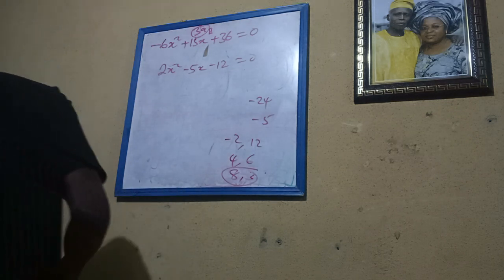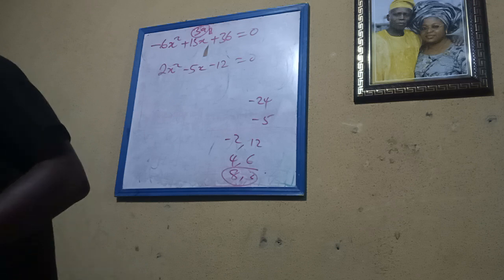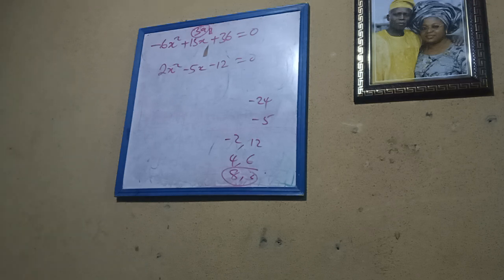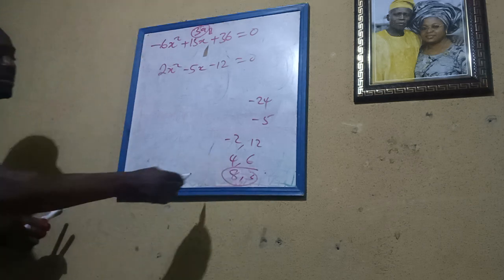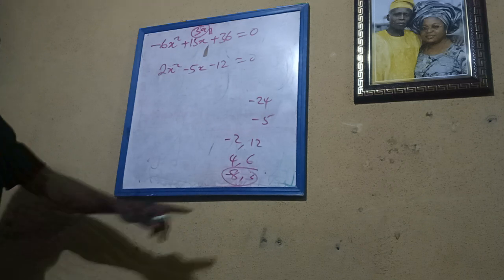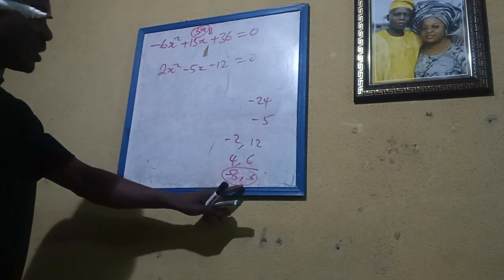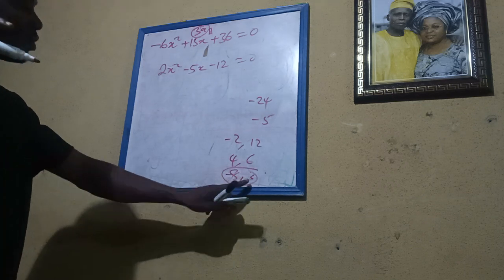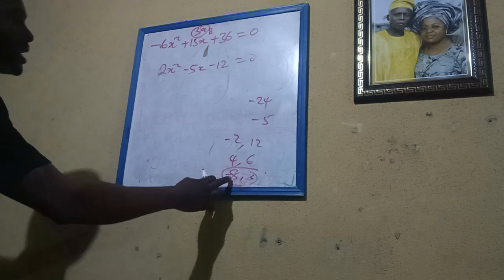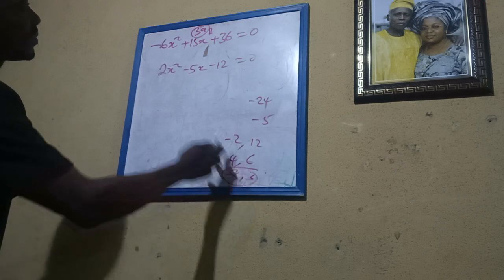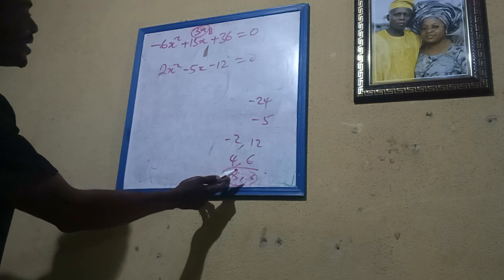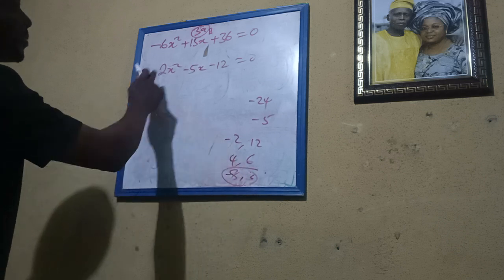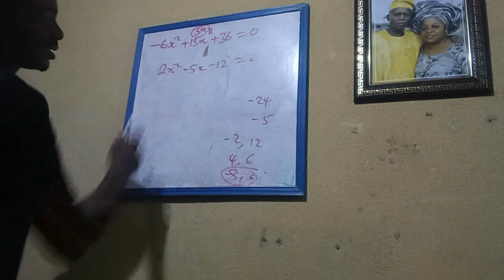And how will these two factors do the business? They will do the business on the fact that this is going to be minus and this is going to be plus. Are we together? So if I say minus 8 plus 3, it's going to give me minus 5. And as I say minus 8 multiplied by 3, it's going to give me minus 24, which is the product of 2 and minus 12.